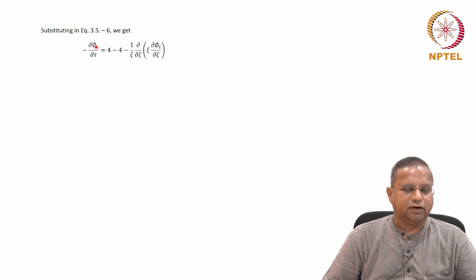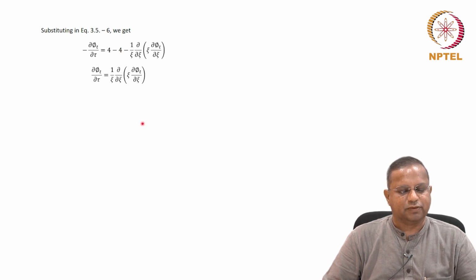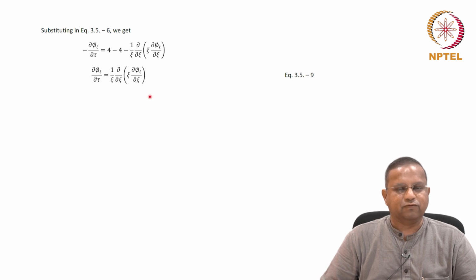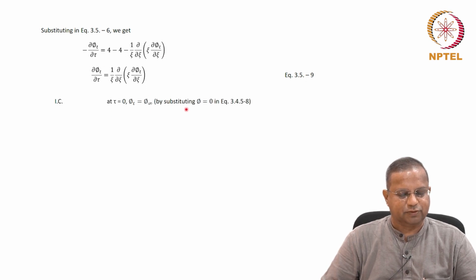We get ∂φ̃/∂τ equals 4 minus... (1/ξ) ∂/∂ξ (ξ ∂φ̃/∂ξ). This way we have gotten rid of the 4 minus 4, that cancels out. So now we have it in this form, ∂φ̃/∂τ equals (1/ξ) ∂/∂ξ (ξ ∂φ̃/∂ξ). We'll call this equation 3.5-9. Okay. We have successfully reduced that to this form.